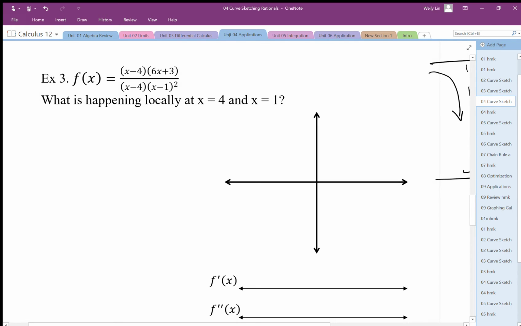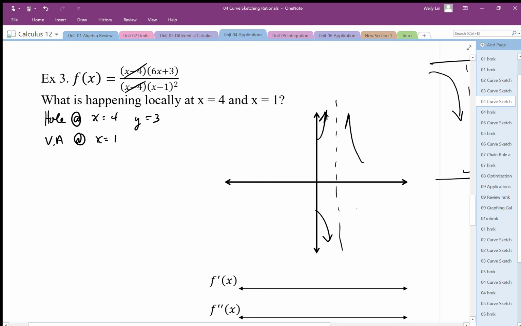So when I cancel these out, I'm going to have a hole at x equals 4. Plug the y in. At 4 it's going to be 27 divided by 3 squared, so 27 divided by 9, which is 3. And we have a vertical asymptote at x equals 1. But notice that that is a squared factor. So what's going to end up happening is it's either going to point up on both sides or point down on both sides. So this is something that we have to consider now because of that squared factor.